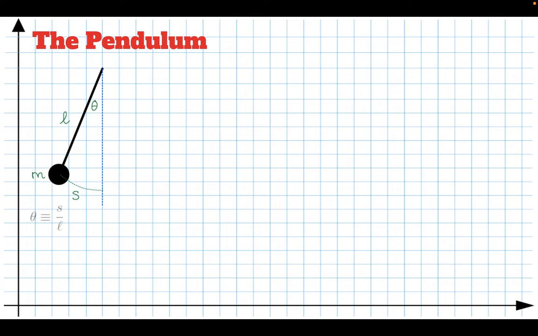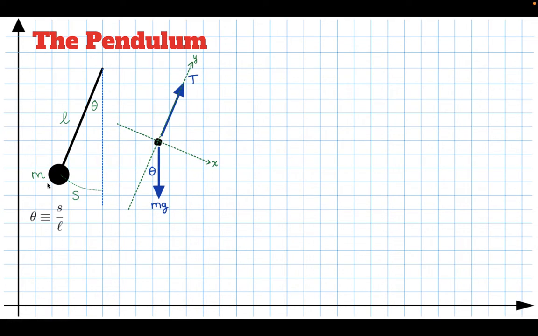So let's take a look at the free body diagram. Oh, by the way, this angle here, theta, the definition of an angle in radians is the arc length divided by the radius of the circle. So in our case, that's L. So theta, the angle, if it's in radians, is the ratio of s, the arc length, divided by L. And that's just the definition of radians.